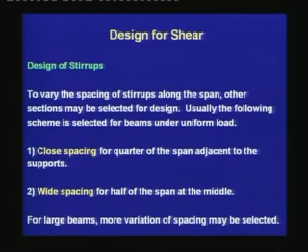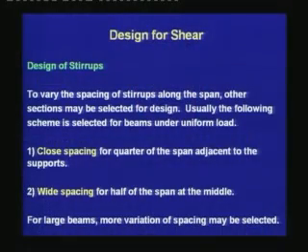To vary the spacing of stirrups along the span, other sections may be selected for design. Usually, the following scheme is selected for beams under uniform load: close spacing for quarter of the span adjacent to the supports, wide spacing for half of the span at the middle. For large beams, more variation of spacing may be selected. Let us understand this from the following sketch.